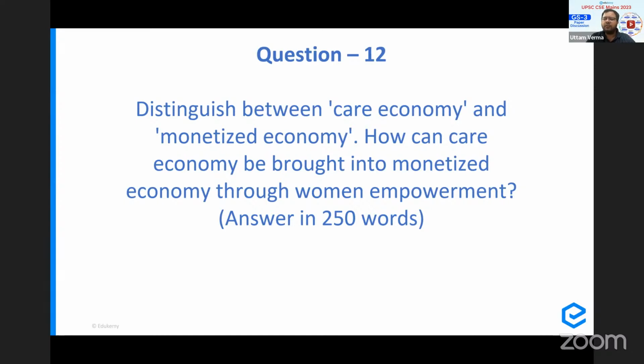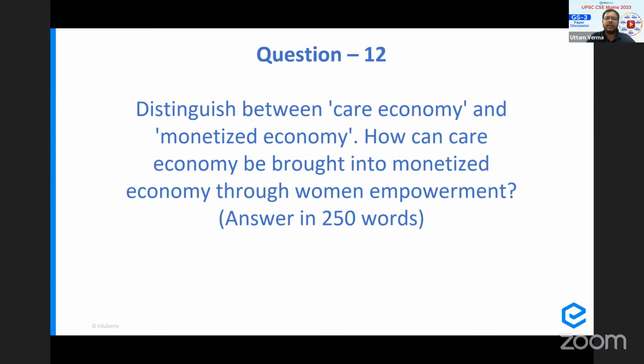Second, we can promote new work models. For example, in the gig economy there is freelancing work, and the work from home model has come up. It gives flexibility to women and opens up the global market for them. So we are transforming them into the monetized economy by providing multiple services and opening up the global market for them.